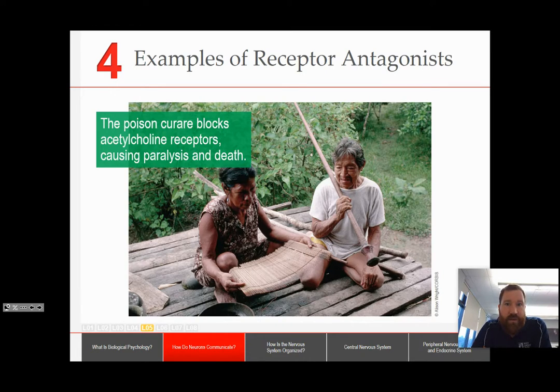Again, very, very important terms here, guys. This unit is so vocab heavy. It's really important that you get all this stuff down. But we're going to stop here now.